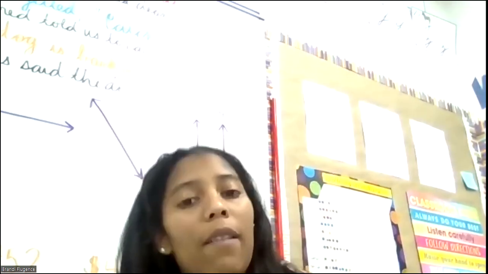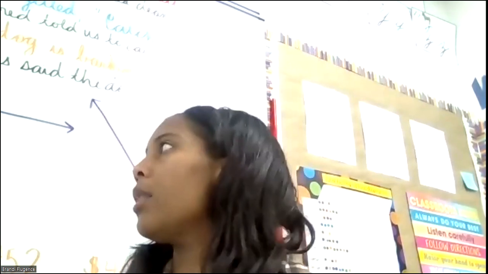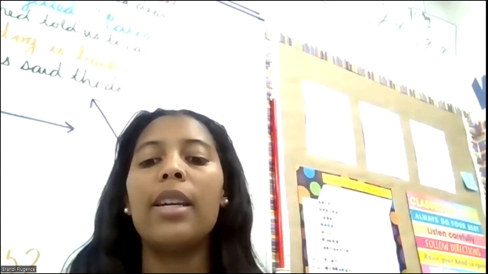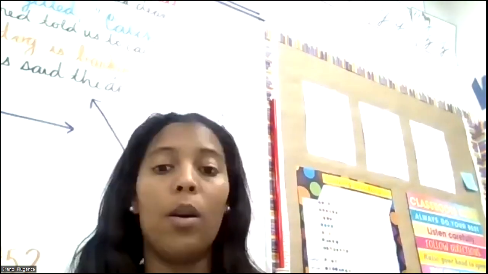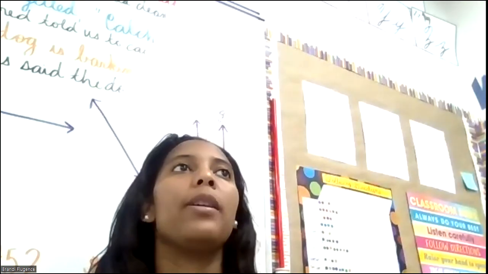Okay, next one, 0 times 5. That's 0 groups of 5. How many do we have? 0. 0 times 5 is 0. Anything times 0 will always be 0.